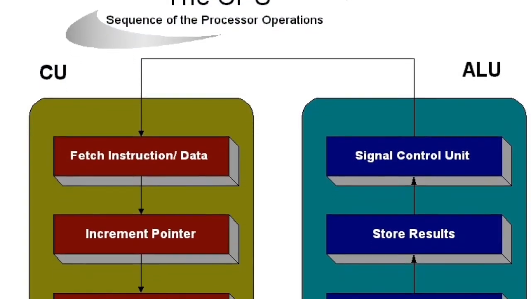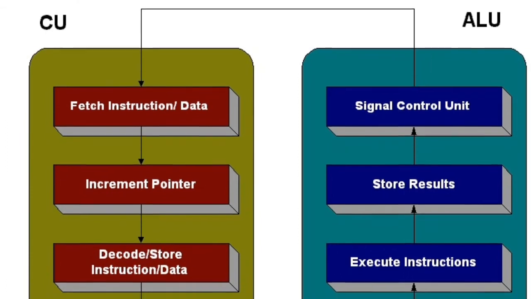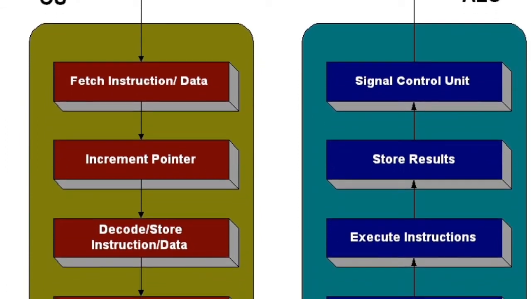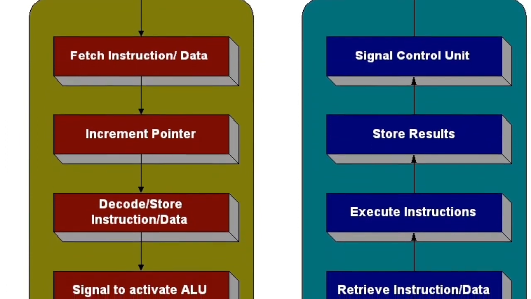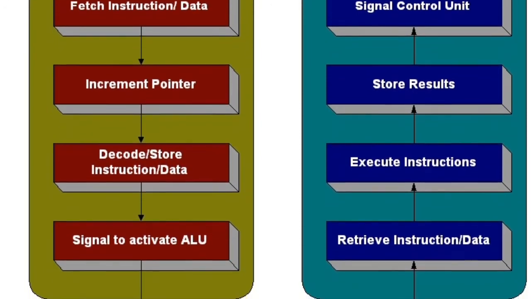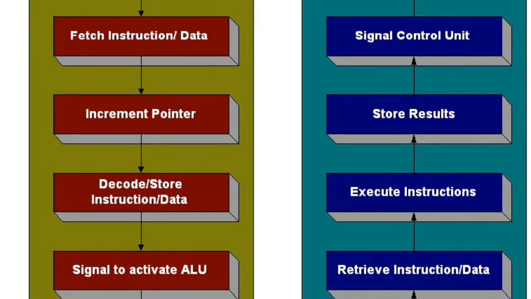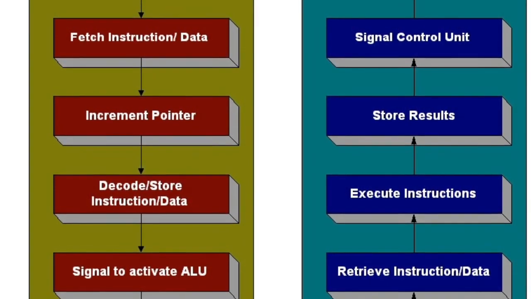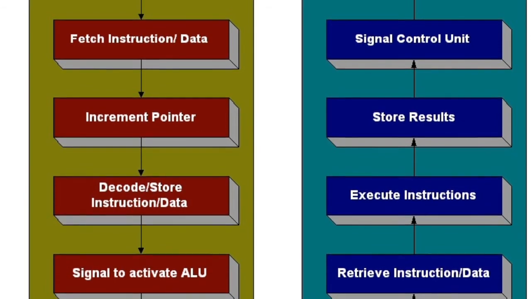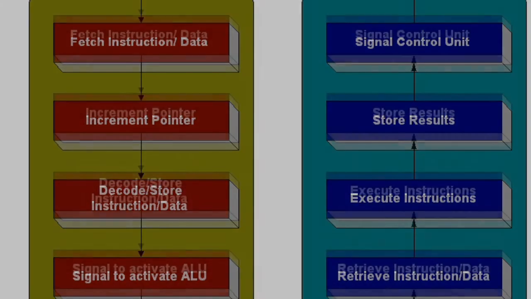Let's take a ride on the CPU train. One cycle is comprised of two stages. The first stage, going through the control unit, is called the instruction cycle. The second stage, going back up through the arithmetic logic unit, is called the execution cycle. Let's do an instruction cycle.